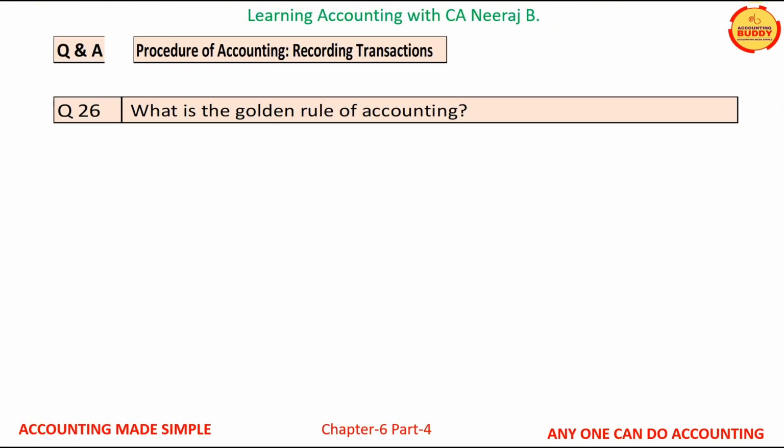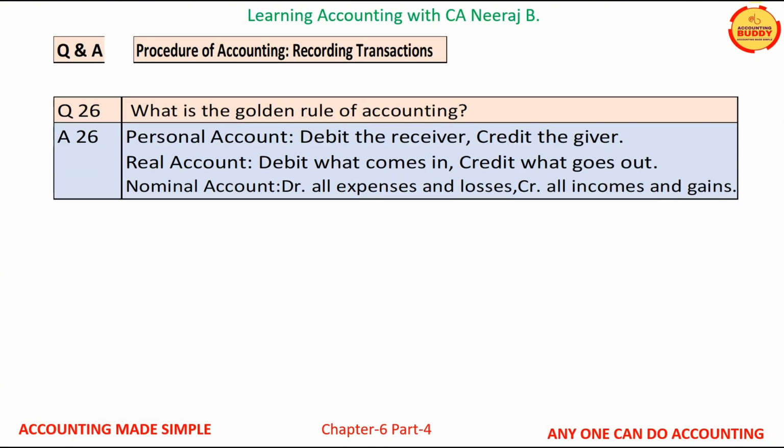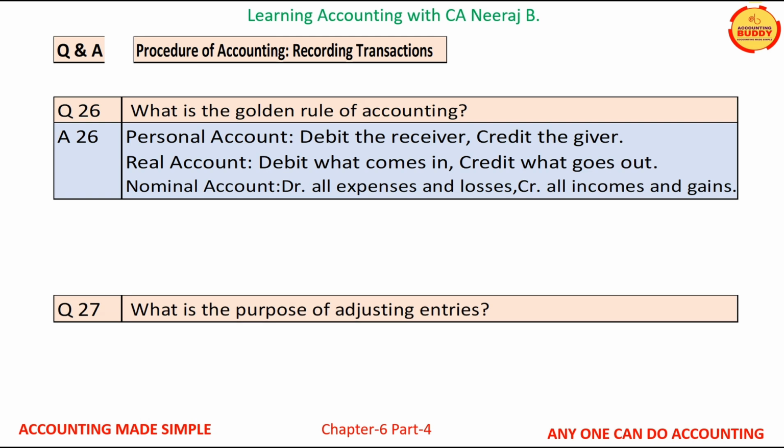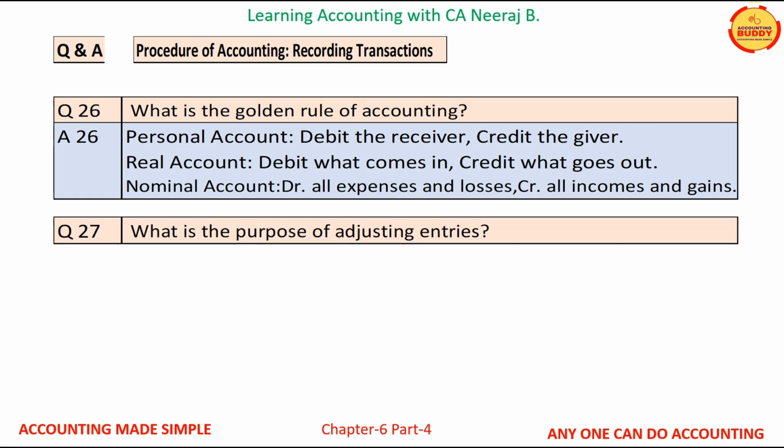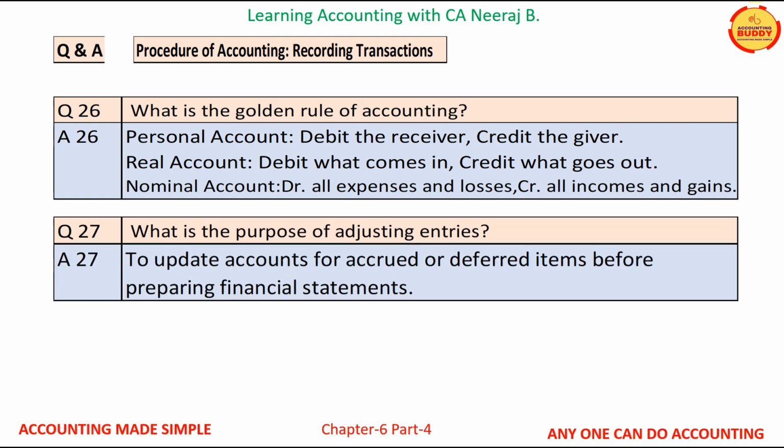Question number 26 is what is the golden rule of accounting? The answer is for personal accounts, debit the receiver, credit the giver. For real accounts, debit what comes in, credit what goes out. And for nominal accounts, debit all expenses and losses and credit all incomes and gains. Question number 27. What is the purpose of adjusting entries? The answer is to update accounts for accrued or deferred items before preparing the financial statements.